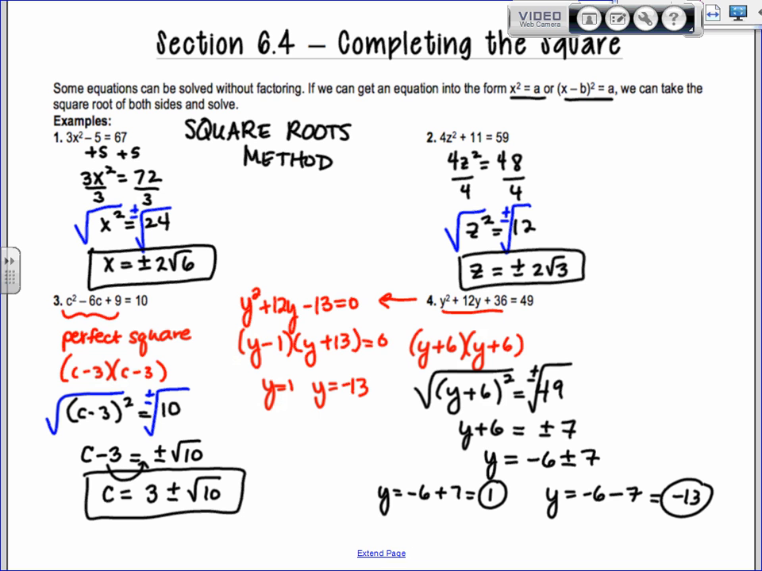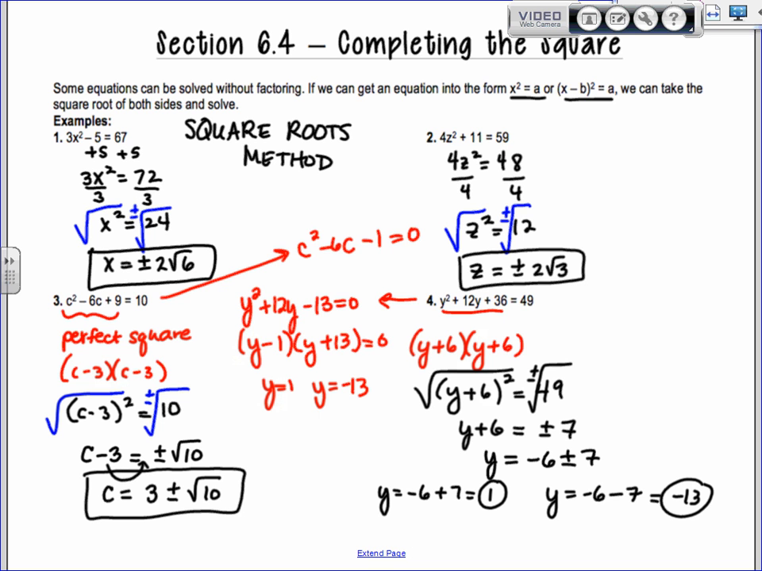But could you have done that on this last one, on number 3? C squared minus 6c minus 1 equals 0. Can you factor that? No. Okay, so complete the square. We've learned this method because it's going to work on answers that are square roots and i's. It's going to work on everything. Factoring only works on some things. Sometimes it's prime and you can't factor.